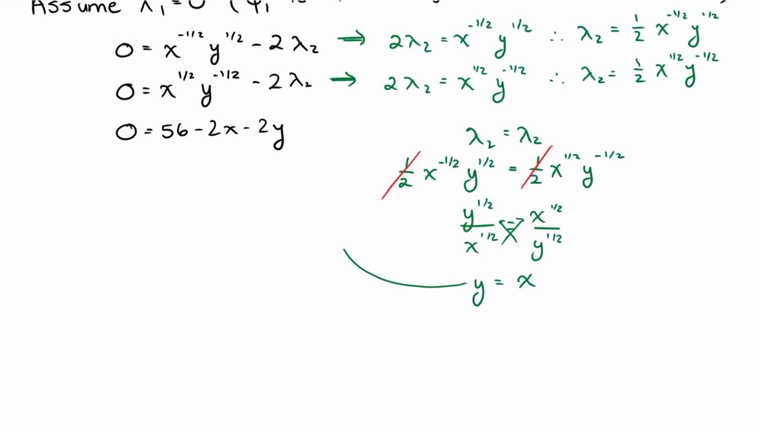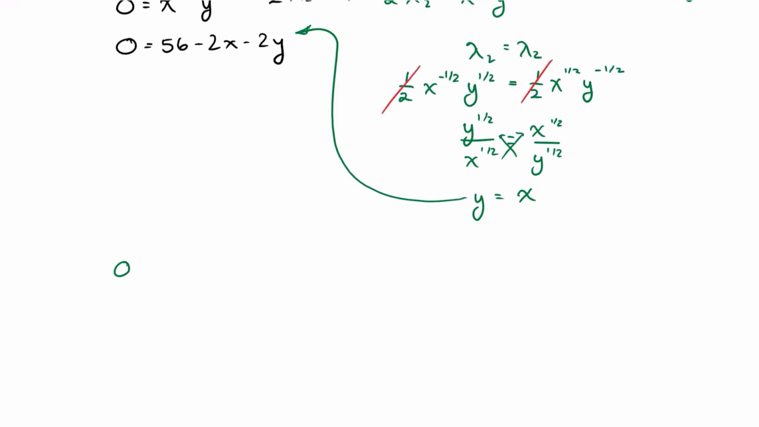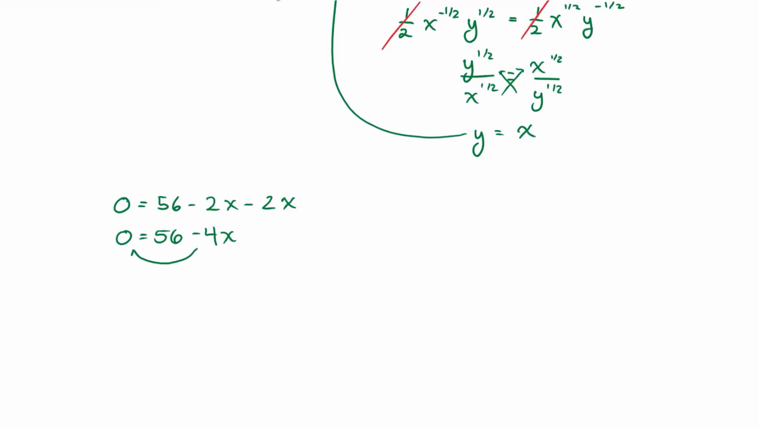So now from here, I'm going to substitute this into the third equation. So I get 0 is equal to 56 minus 2x minus y, and y is equal to x, so that's going to be 2x. So this gives me 0 is equal to 56 minus 4x. Moving the 4x to the other side of the equation, I have 4x is equal to 56. X is going to be equal to 14. Now I know that y is also equal to x, so y will also be equal to 14.